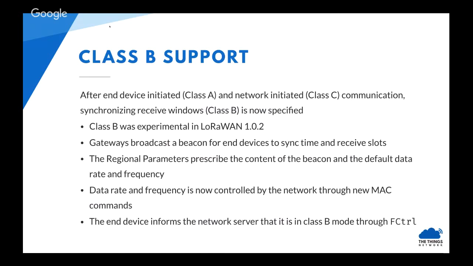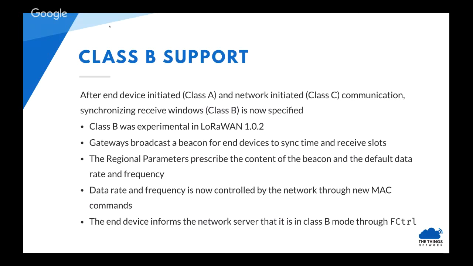So class B was experimental in LoRaWAN 1.0.2, and now it's specified. And the way it basically works is that gateways broadcast a beacon for all the end devices to sync their time and the receive slots. And the content of the beacon, and the default data rate and frequency, is now defined in the regional parameters. So the frame content of the beacon may differ from region to region.